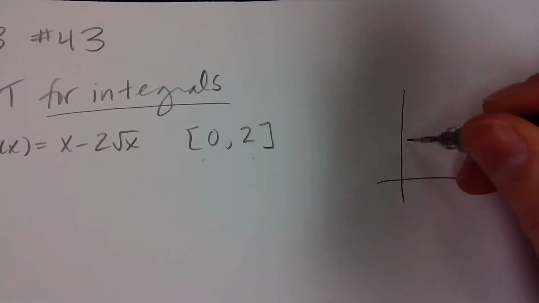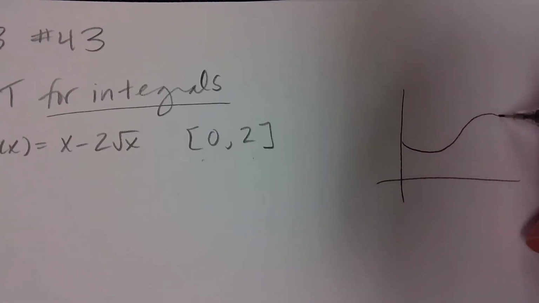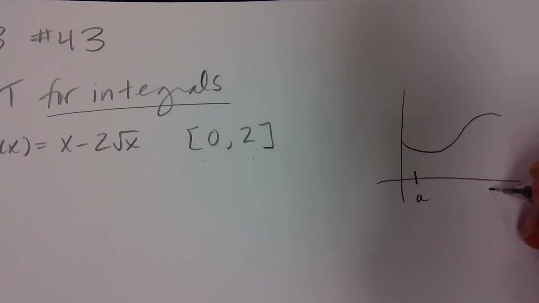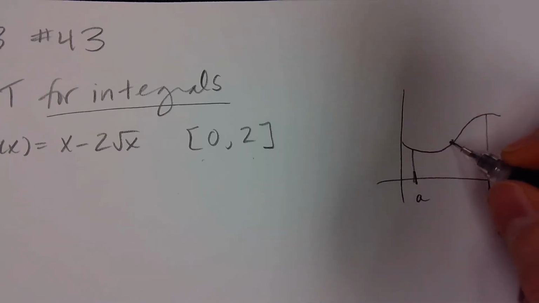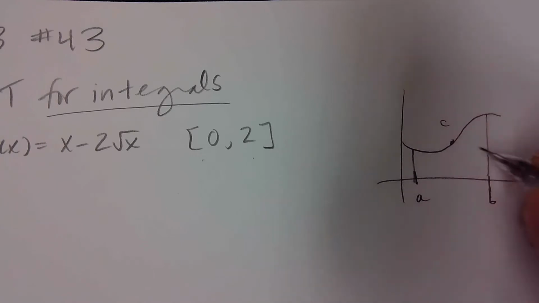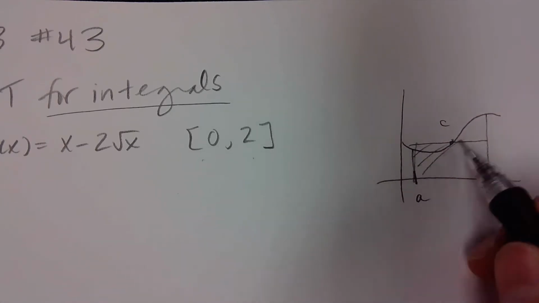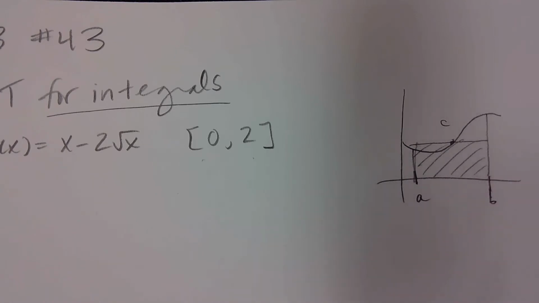So mean value theorem would be like we have this curve and we want to know the area from, say, A to B, or we're finding that integral from A to B. And then there is going to be some kind of value C somewhere in there. It doesn't have to be right in the middle, but my area of that rectangle is going to be the same as the area under the curve. So that's what we're looking for.